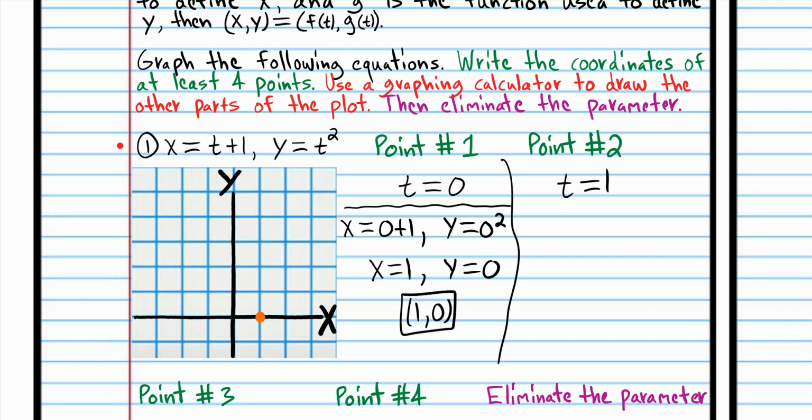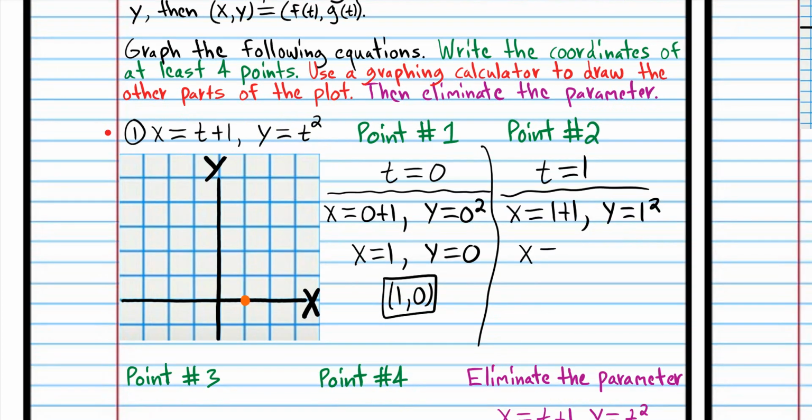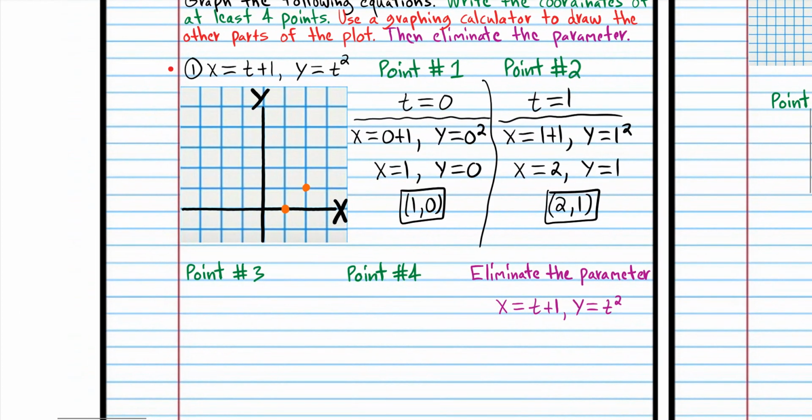Now we choose a different value for the parameter. So x is equal to 1 plus 1, and y is equal to 1 squared. So again, I got this equation from there, and I got this equation from there. So x is equal to 2 and y is equal to 1. So the point that we're looking for is 2, 1. So that's that point there.